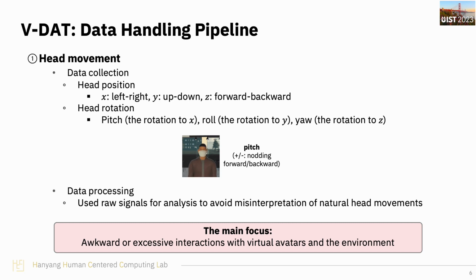First sensor is head position and rotation. For head position, the x-axis represents the left and right side of the head position, and y-axis represents the up-down, and z-axis represents the frontward and backward direction. For head rotation, pitch refers to nodding forward or backward, roll refers to tilting head to the left or right, yaw refers to standing upright and looking to the left or right. For head movement data, we use the law of signals and the focus of head movement to identify awkward or excessive interactions with virtual avatars and the environment.